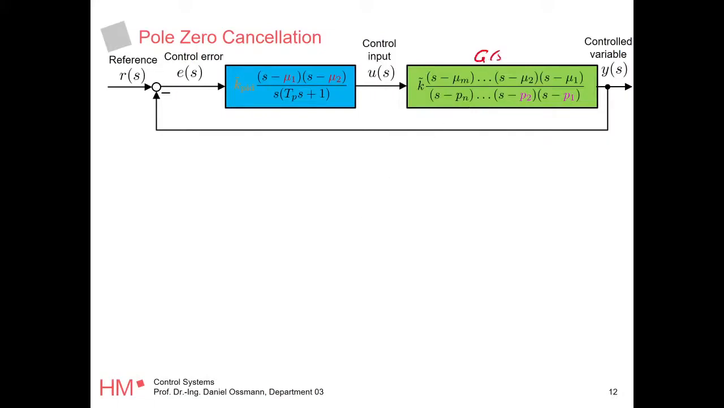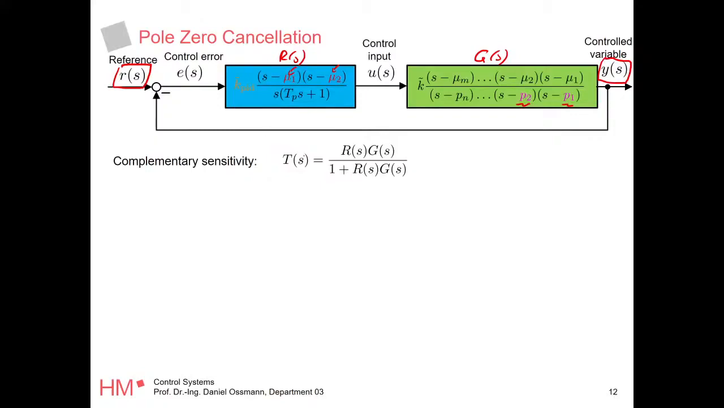So this is G of S and this is R of S. And now we're saying, okay, these two guys here are the slowest. They make our system slow, so we take them out by these two zeros in our controller. Okay, now we want to see what happens from R to Y, because these are the things we are ultimately interested in a closed loop.